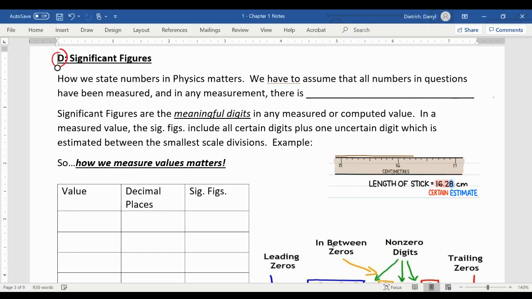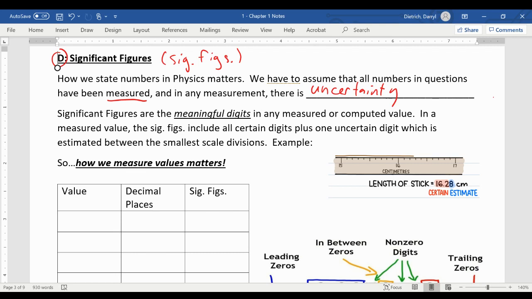In this video, we'll be talking about significant figures, or sig figs as they are commonly referred to. So how we state numbers in physics matters. We have to assume that when we are dealing with questions, all numbers in questions have been measured. Okay, and in any measurement, there's going to be some uncertainty. So significant figures just refers to the meaningful digits that we should be recording in our answers.